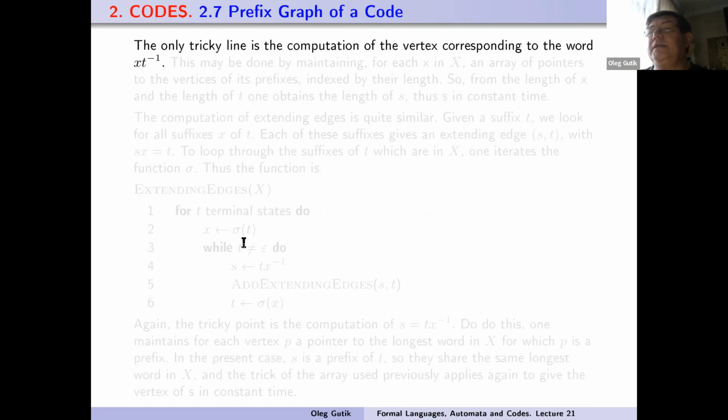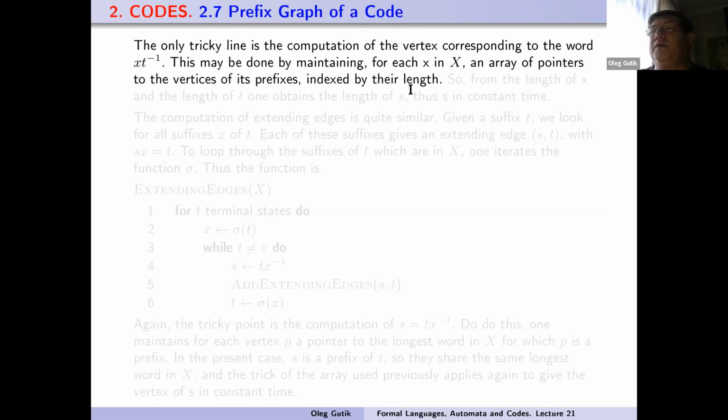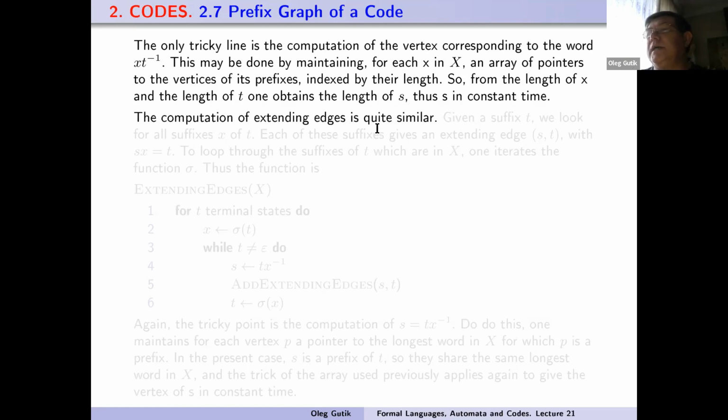The only tricky line is the computation of the vertex corresponding to the word x[t-1]. This may be done by maintaining for each word x in the set X an array of pointers to the vertices of its prefixes, indexed by their length. So from the length of the word x and the length of the word t, one obtains the length of the word s, thus s is found in constant time.